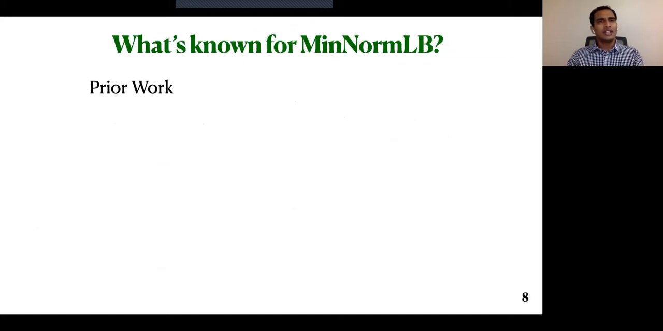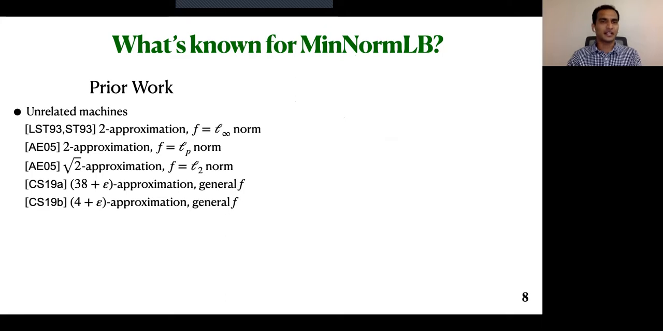Next, let me mention what's known for minimum norm load balancing. I'll first consider the setting when machines are unrelated. Lenstra, Shmoys, and Tardos gave the first 2-approximation algorithms for makespan minimization. That is, the case when f is the infinity norm. Azar and Epstein extended this result to all L_p norms.